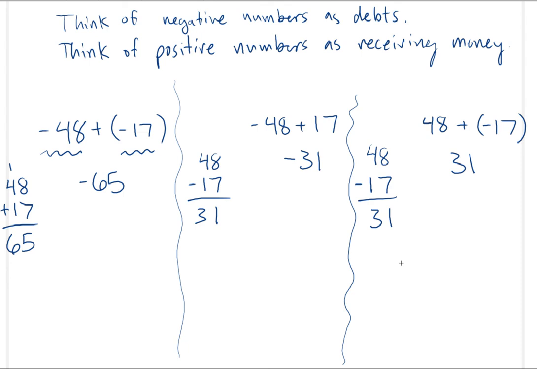So thinking about things in terms of debts and receiving money is a lot of times a little easier for us to grasp because it's something we have everyday experience with. So if the ways that I presented of thinking about adding signed numbers were a little bit cloudy, a little bit fuzzy, maybe try thinking of it like this, and you might find that helpful.